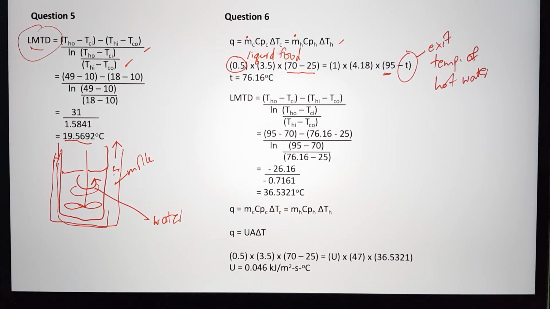One side is meant for the liquid food and the other side is meant for hot water. Remember, the value of Q will be the same regardless of whether it is for the liquid food or the hot water, because they are flowing in tubing separated by inner tubing and outer tubing, but in the end there is heat transfer between these two materials. Calculate the exit temperature of hot water, and you should get 76.16. You are going to use this temperature to calculate the LMTD.